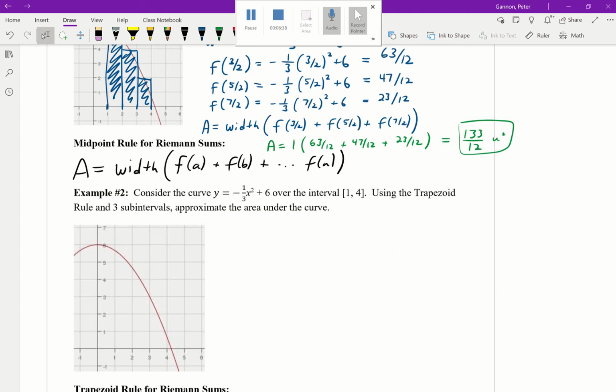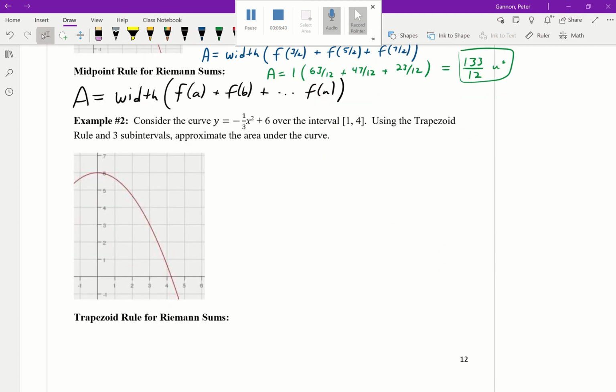Now, we'll take a look at example 2. When we look at example 2, it says consider the curve y equals negative 1/3 x squared plus 6 over the closed interval 1 to 4. Using the trapezoidal rule and 3 subintervals, we want to approximate the area under the curve.